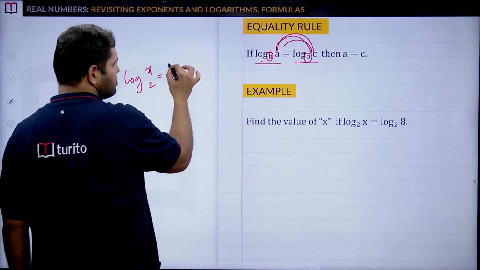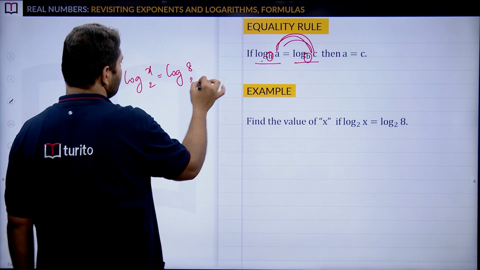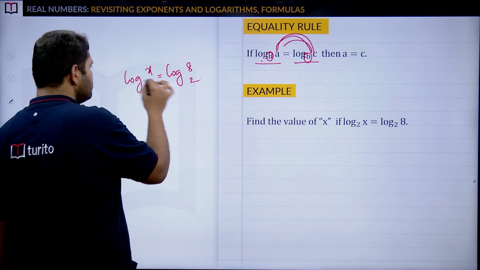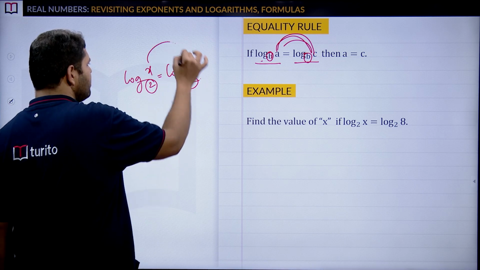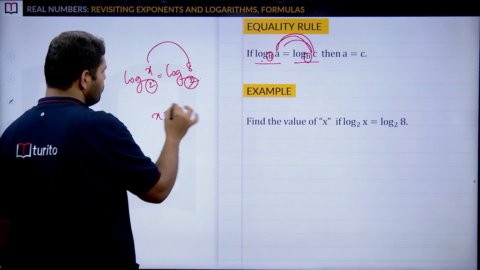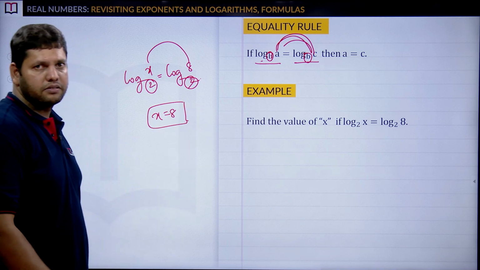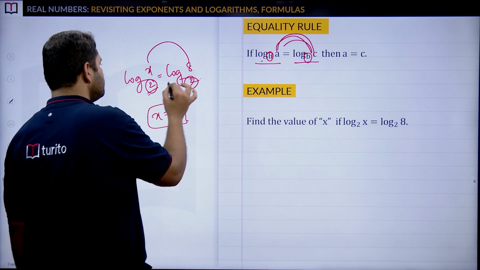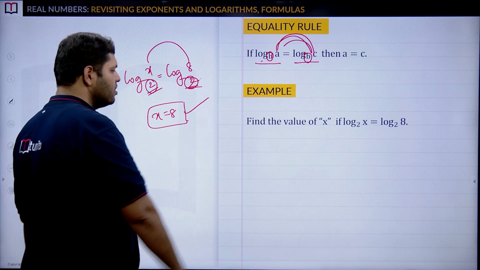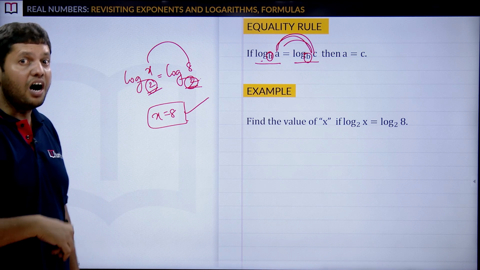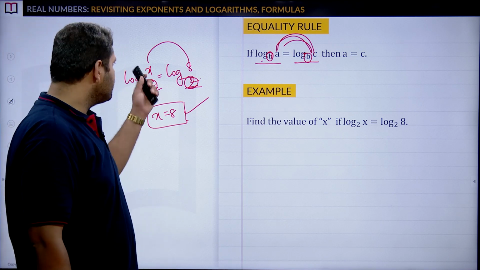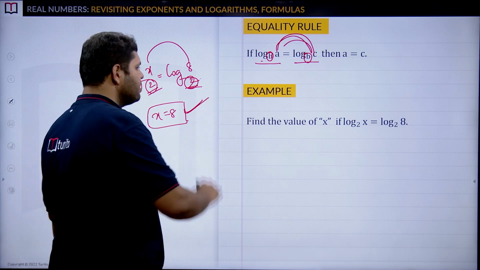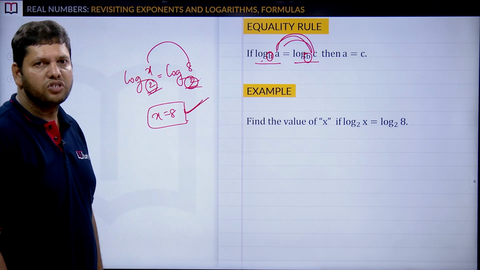Log X with base 2 is equal to log 8 with base 2. Children, here the bases are equal. Here base is 2, here also base is 2. So directly we can say the arguments are equal. So X is equal to 8 is the answer. Like this. Here both the bases are the same, so directly the exponents are equal. Sorry, the arguments are equal. Here X is the argument, and 8 is also an argument. So I can say X is equal to 8 is the answer. Clear, children?